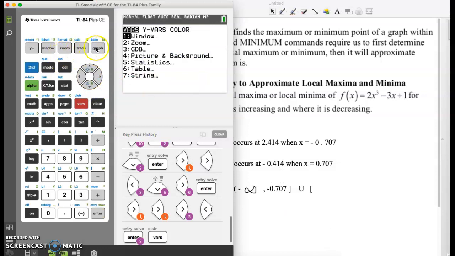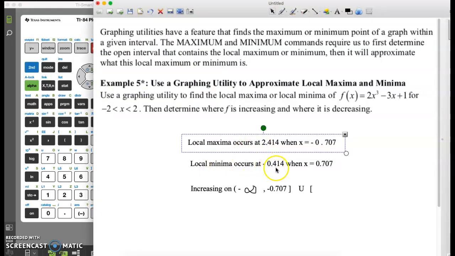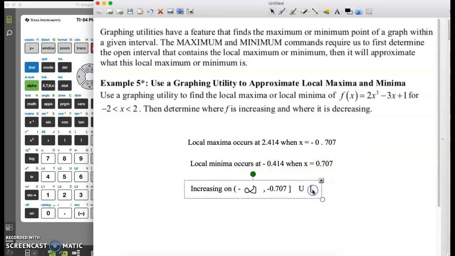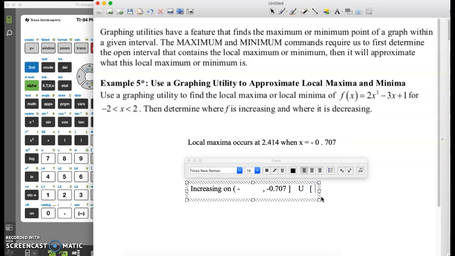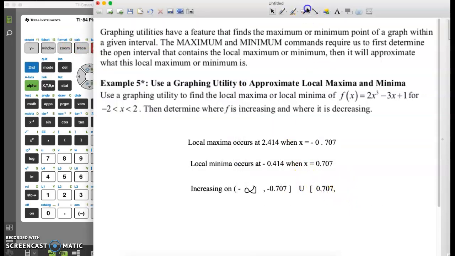And where does it start? It started at this point right here, right? Where was that x value? We said the minimum occurred at x equals 0.707. So we'll say from 0.707, and it goes until, well, that graph just keeps on going, right? The graph keeps going up and up. So it's going to infinity. And we'll do open parentheses because we're saying infinity, it has no bounds.